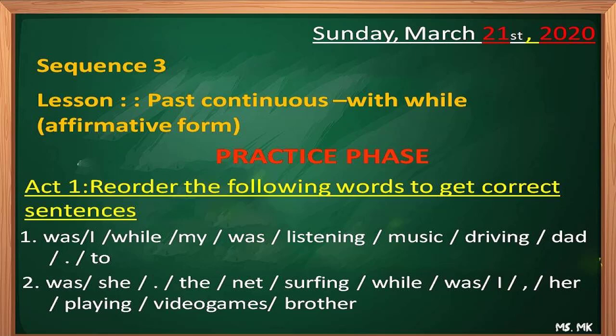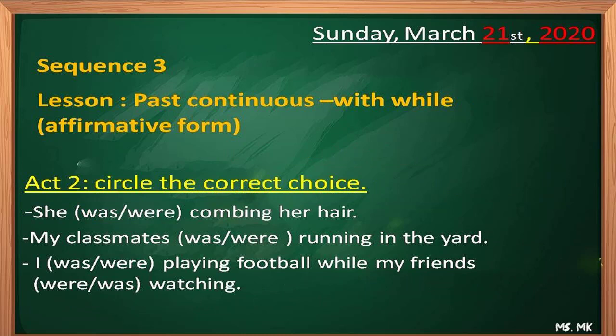I move now to another activity which is a form-based. Here they have to look at the subject in order to know what to circle. She was combing her hair, my classmates were running, and I was playing football. Here they are going to somehow assimilate the rule, okay? They have already dealt with was and were with all the subjects, but here it's okay to state the rule in a form of an activity, and it's very useful.